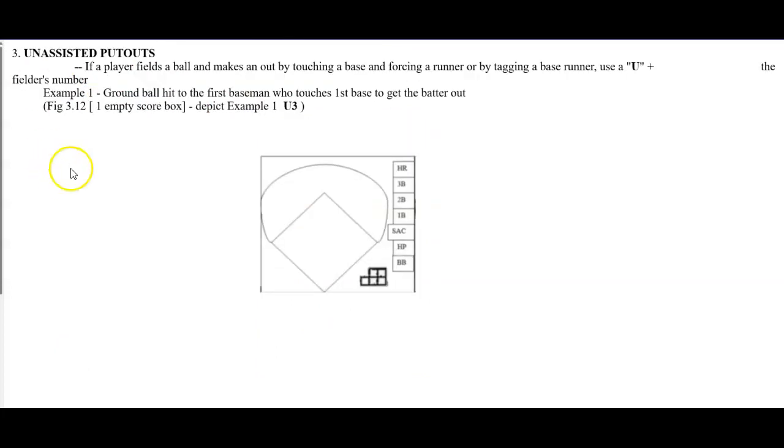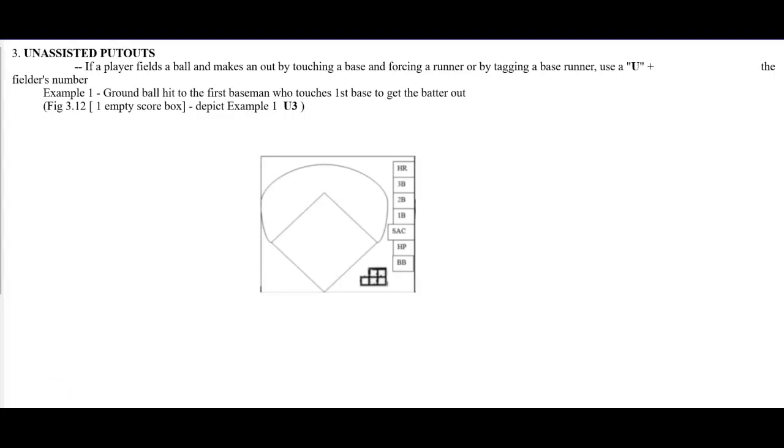The final unique type of out we'll discuss is an unassisted putout. An unassisted putout is when a player fields a ball and makes an out on his own by touching a base and forcing a runner out, or by tagging a base runner. We will score this with the number of the defensive player that made the play followed by a U.